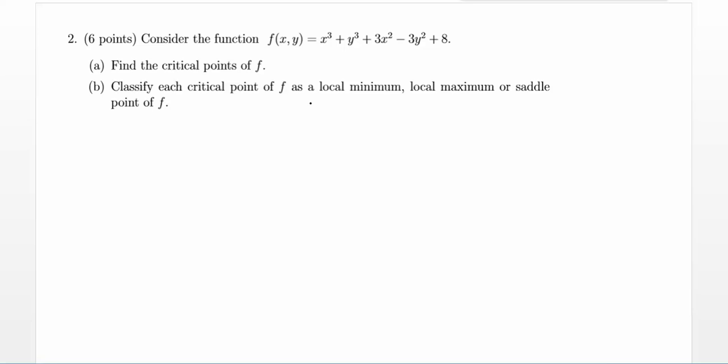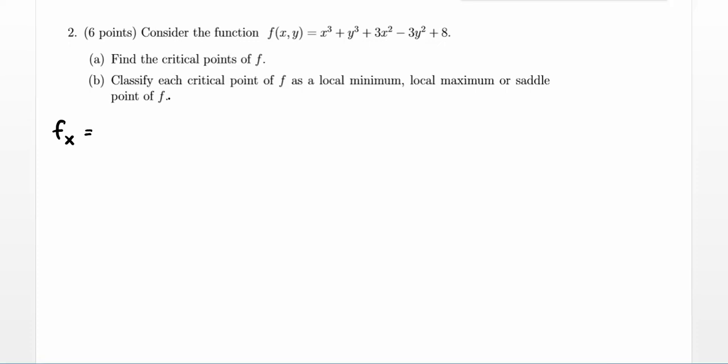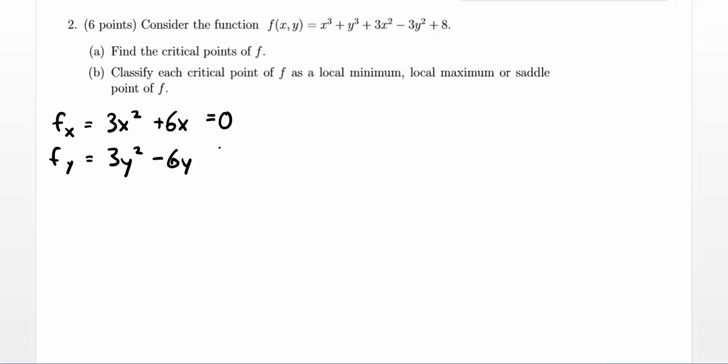Consider the function f of x y given by this equation. Find the critical points, classify each critical point as a local min, local max, or saddle point. We know how to do this. We've done this a bunch of times now. First thing we have to do is find the first partial derivatives, so fx is equal to 3x squared plus 6x, and fy is equal to 3y squared minus 6y. Now we set these equal to 0, find the critical points.